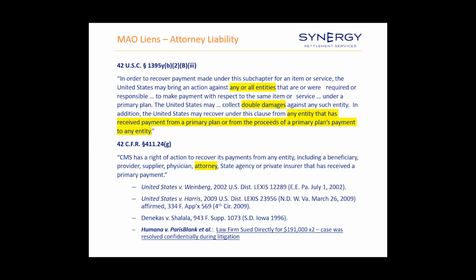One example is the Humana versus Paris Blank case, which involved a law firm we worked with, and they were sued by the Medicare Advantage plan for double the amount of the lien, and that ultimately had to be resolved confidentially during the litigation, but they wound up having to pay.